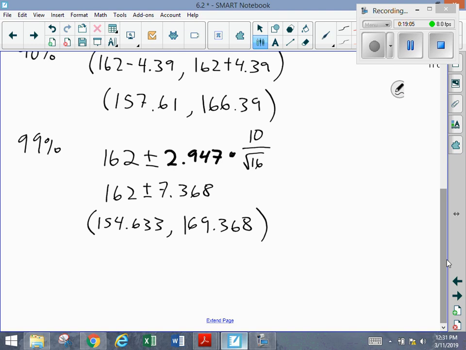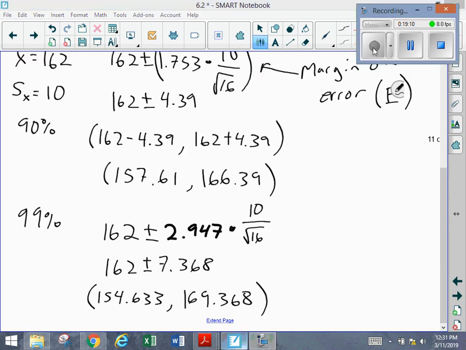We'll leave it right there for today, and then when next we meet, we'll do some more confidence intervals.